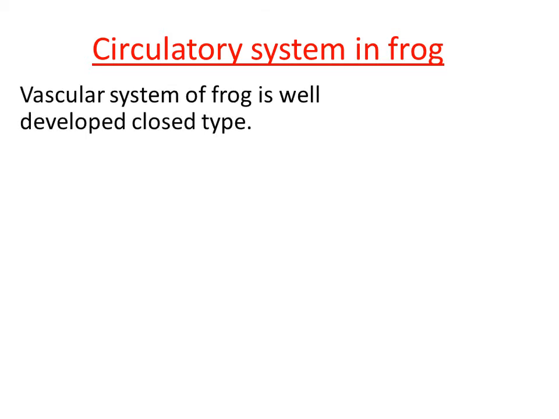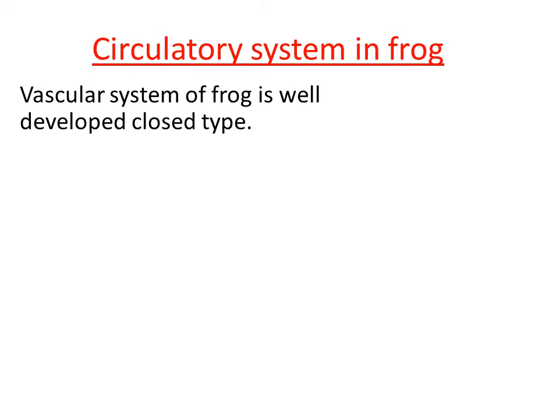So what do you mean by circulatory system? What is the function of this particular system? So the circulatory system is there to circulate the body fluid throughout the body, right? So the circulatory system is also called the vascular system. So the vascular system is a well developed closed type of circulatory system.